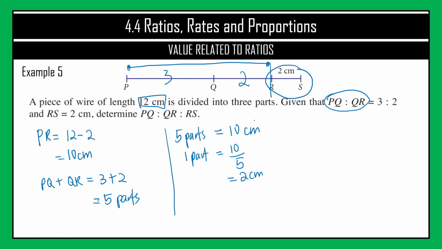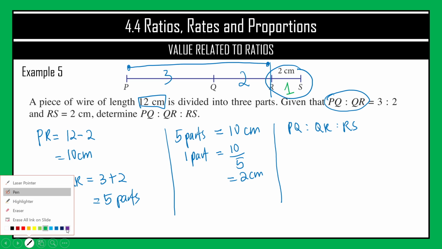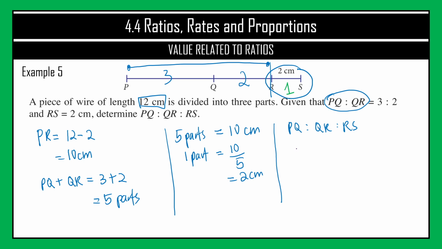So now we can answer the question, which is the value of PQ to QR to RS. I'm not going to change anything because in the diagram, RS is 2 centimeter. 2 centimeter is equivalent to 1 part. So there is not much of the calculation involved. I can directly write my answer as is because 3 still 2, and I now change the 2 centimeter to become 1 part.